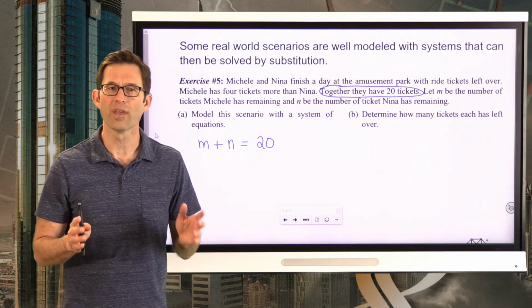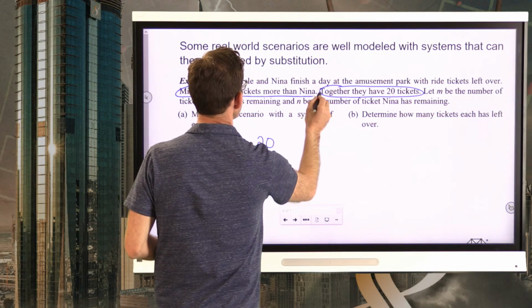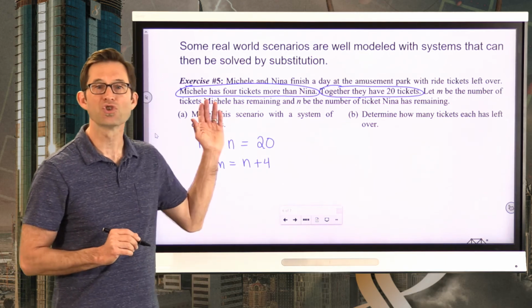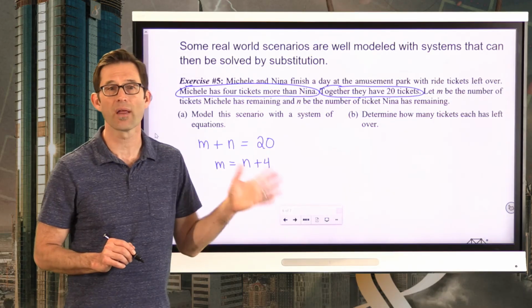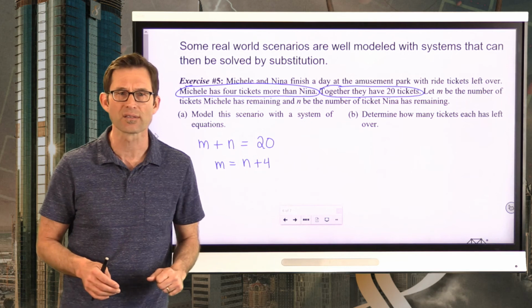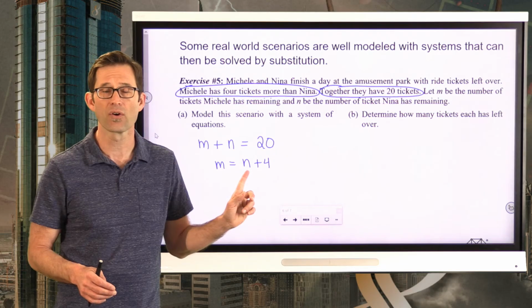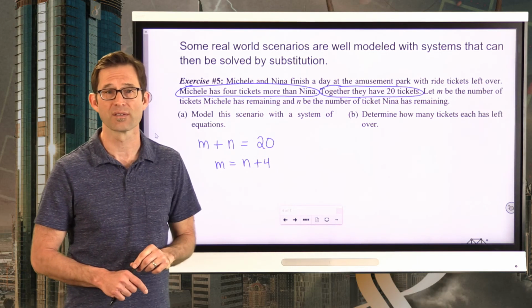But where do I get the other one? Well, the other one comes from this statement. Michelle has 4 tickets more than Nina. That means that Michelle's number of tickets is Nina's number of tickets plus 4 more, right? And if I told you Nina had 15 tickets and Michelle has 4 more, you'd say, well, Michelle has 15 plus 4. Oh, Michelle has 19 tickets, right? No matter what, however many tickets Nina has, if I take her tickets and I add 4 to it, I'd have to get the number that Michelle has, because Michelle has 4 more tickets than Nina.